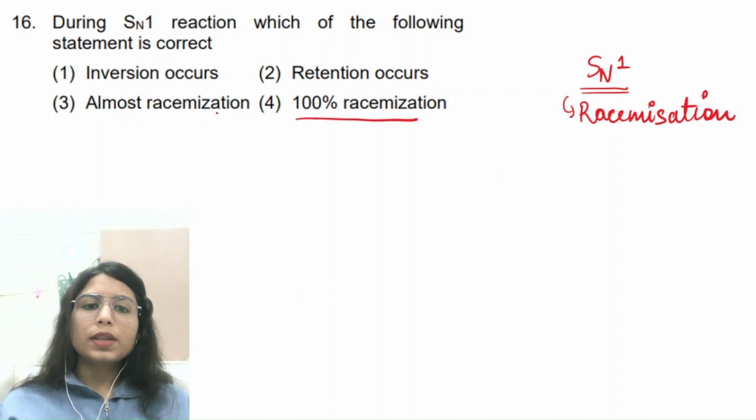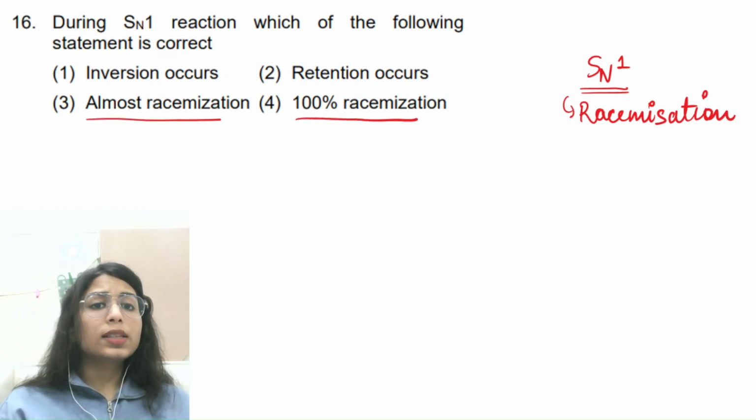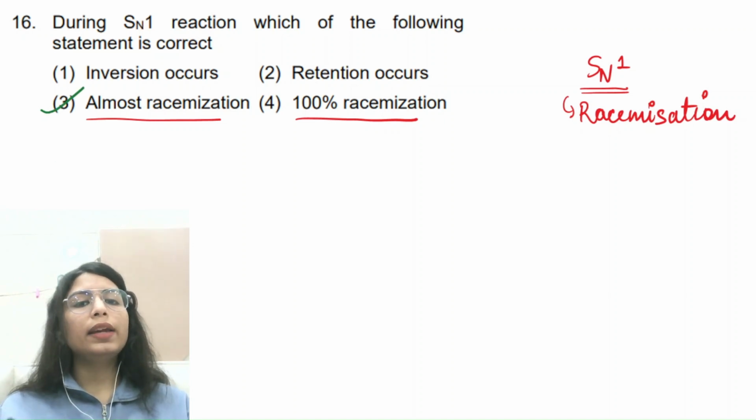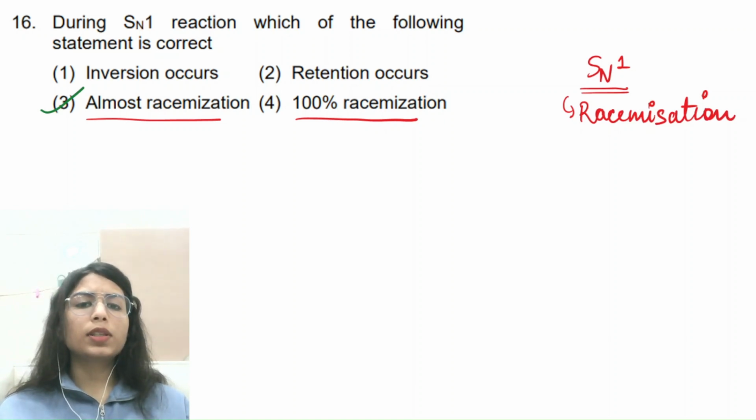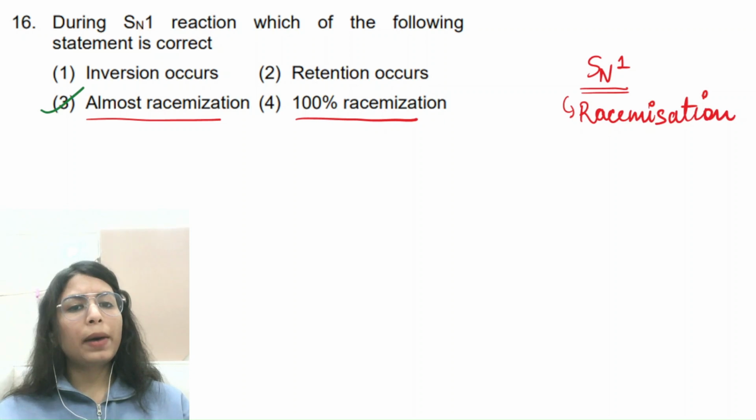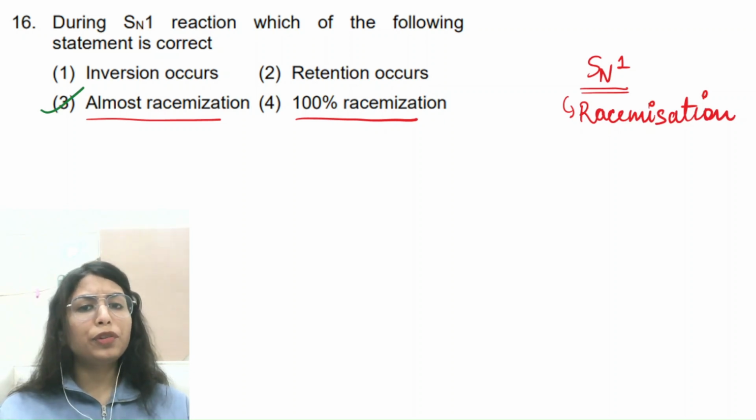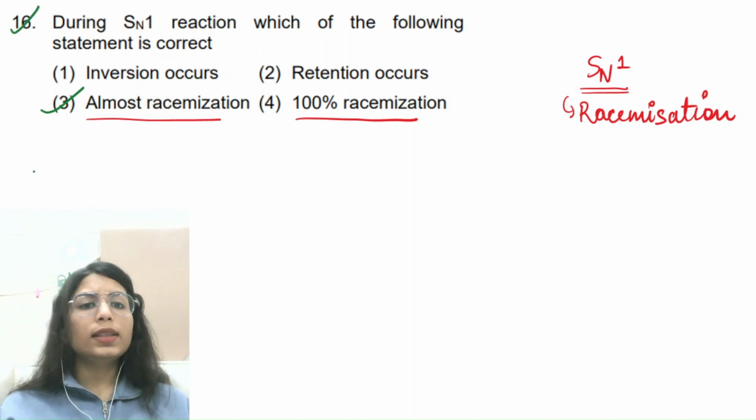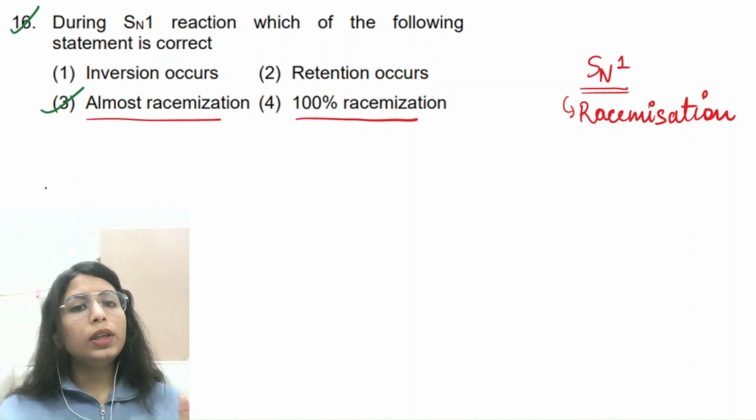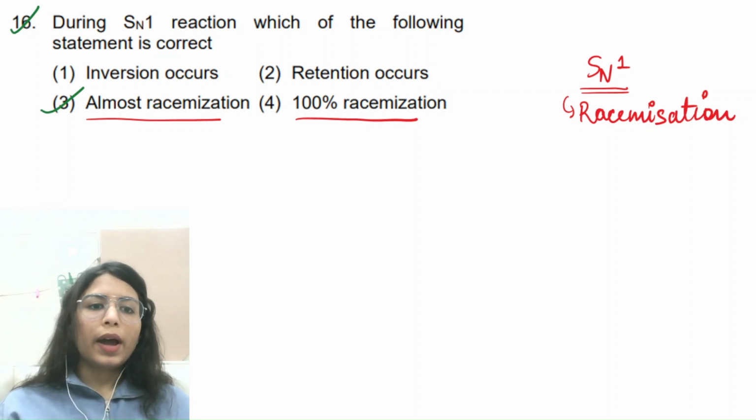So is it 100% racemization or almost racemization? The answer would be almost racemization, because in organic chemistry nothing is fixed. They can be plus or minus to some extent, but if I have to choose, the correct choice would be almost racemization, because sometimes it is possible that 51% of the inversion compound is formed, and sometimes it is also possible that 51% of retention is formed. That's why the answer would be almost racemization. Whereas in the case of SN2 reaction only inversion occurs, right? So this was a direct question from NCERT, so I hope you understood this question.